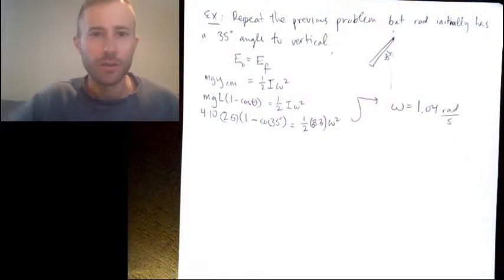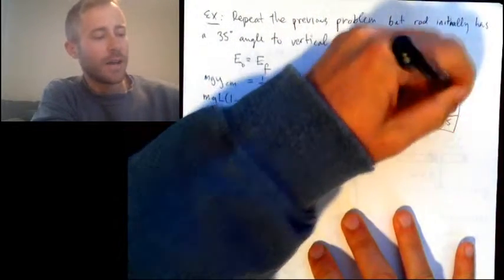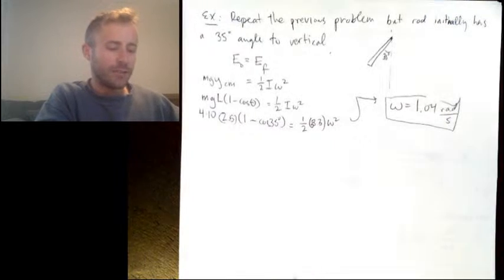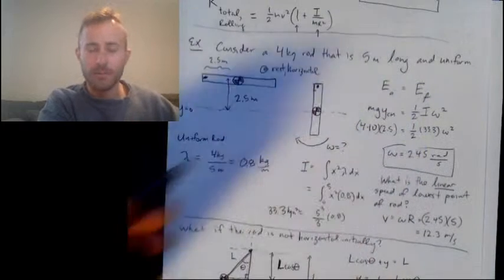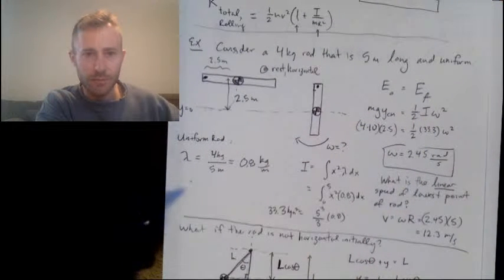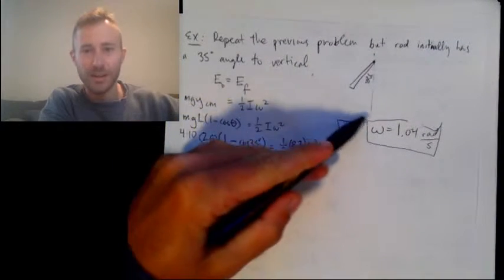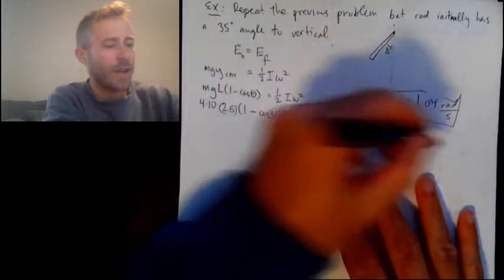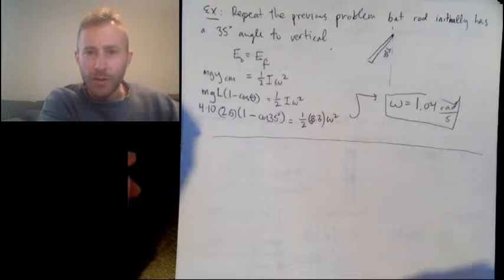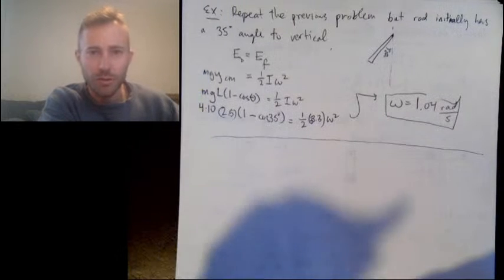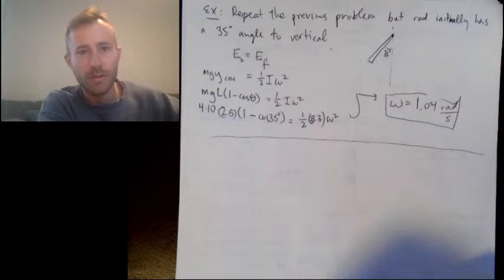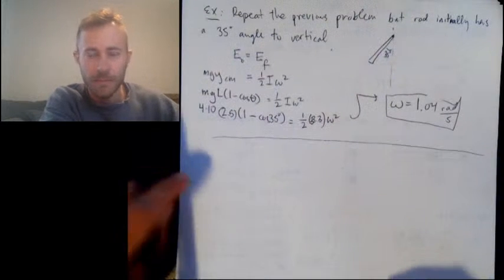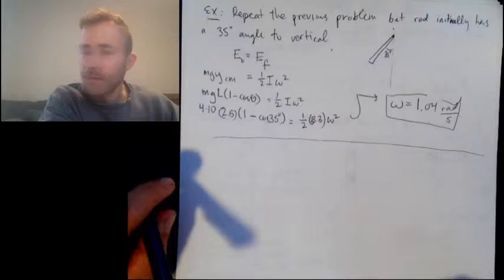So we can see that it is less than the previous problem by quite a lot, and that's because it started out with a lot less gravitational potential energy, so it's going to have less kinetic energy when it gets to the lowest point. Type it into the chat if you know: how should you start the rod out so that it gets the most angular velocity when it gets to its lowest point? Type it in if you know.